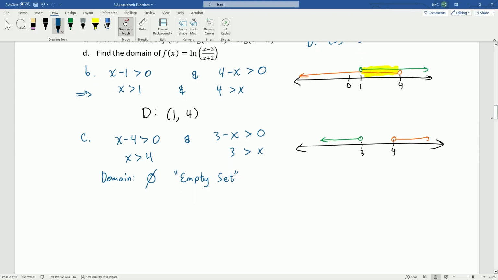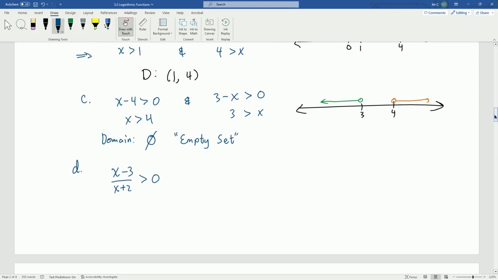Okay, now let's move on to part D. Find the domain of f of x equals ln of (x minus 3) over (x plus 2). So here, again, we need the whole input to be positive. Now this one's a little tricky because we have to think about fractions. When do we get a positive value for a fraction? So here we're going to kind of have to nest some things together, logically speaking.